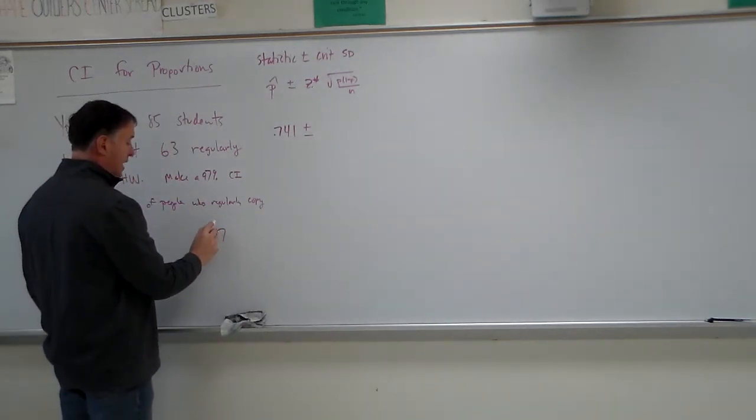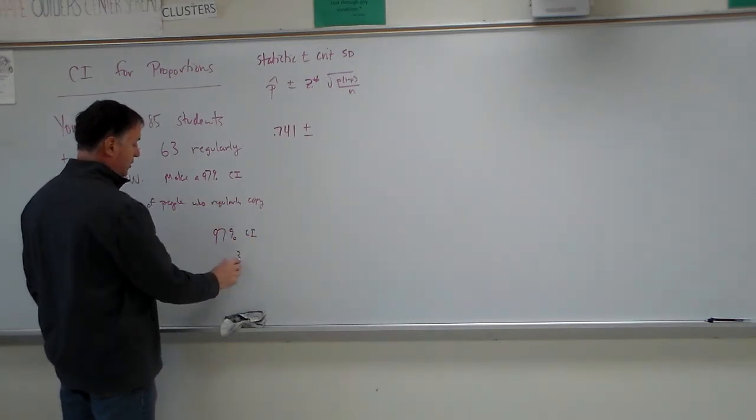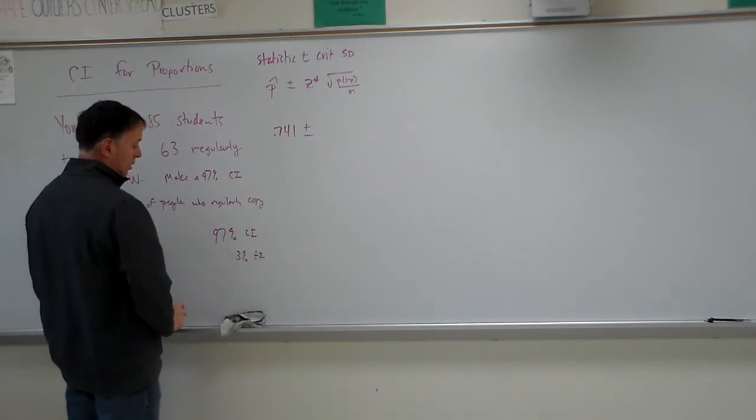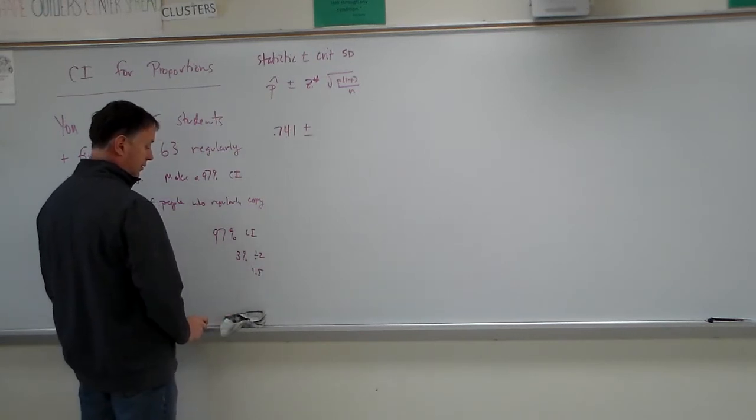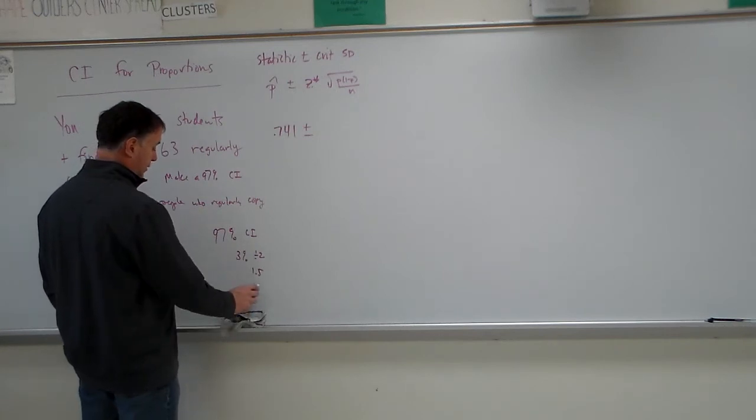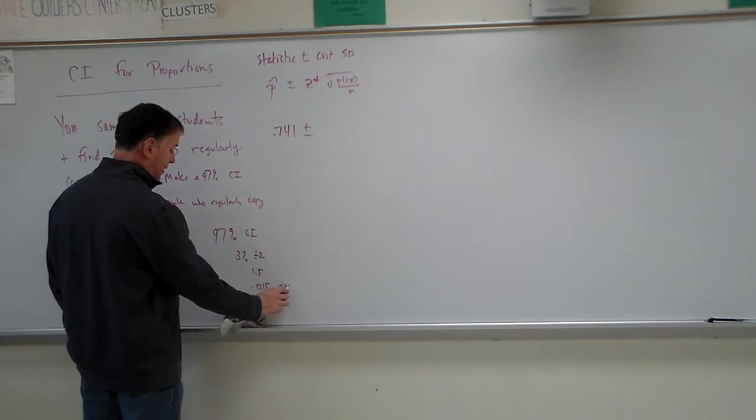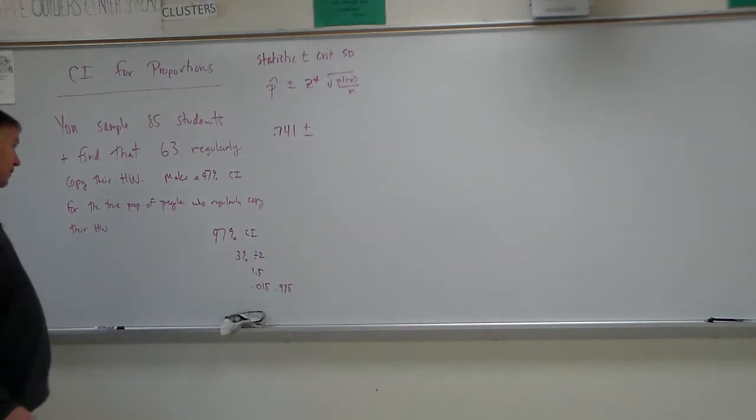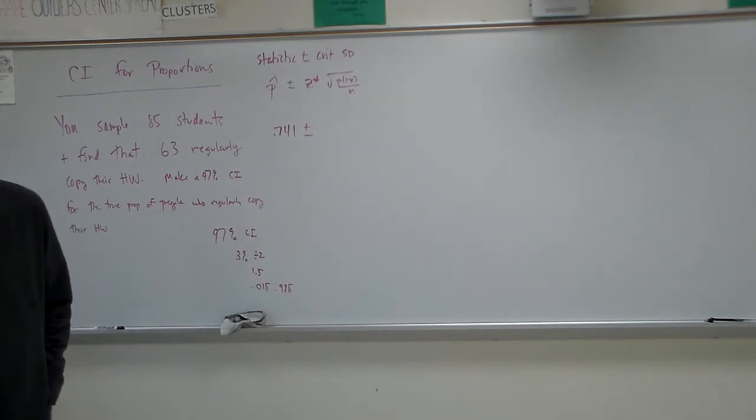A 97% confidence interval means there's 3% that's left. We take that and divide by 2, and that's going to be 1.5%, right? So it's going to be 0.015 or 0.985. Subtract the 1.5% from 100, and that's what we're going to use to find our critical value.